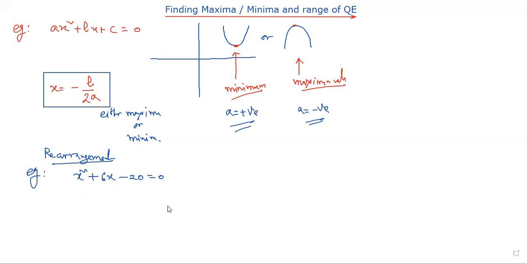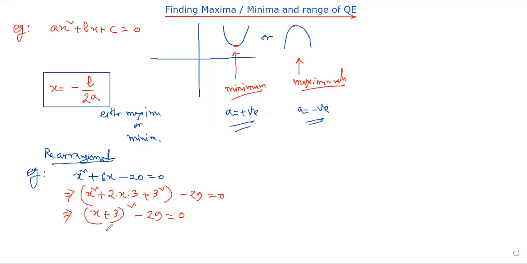Let me adjust this in this format: x square plus 2 into x into 3 plus 3 square. This way, I will segregate the square part, because I want to write this given expression as a square plus or minus something. I have taken plus 9, but it is minus 20 given, so I need to write minus 29, which is equal to 0. That goes in this format: x plus 3 whole square minus 29 equal to 0.